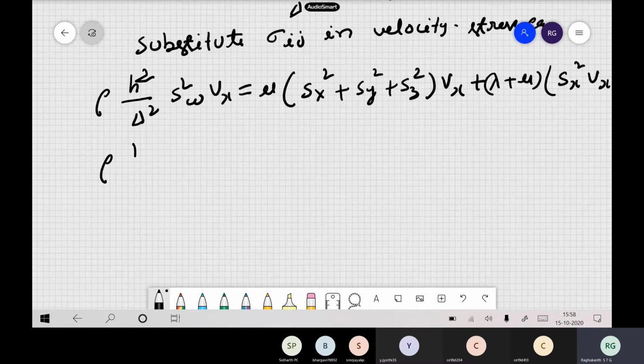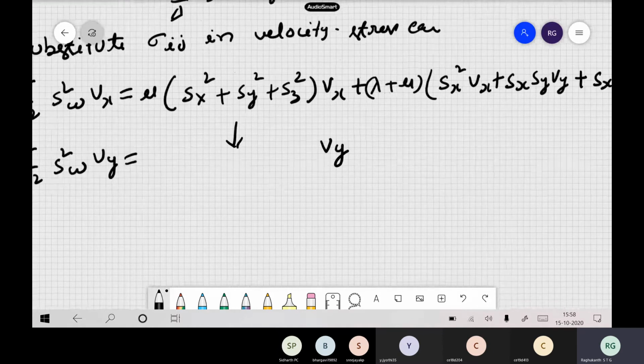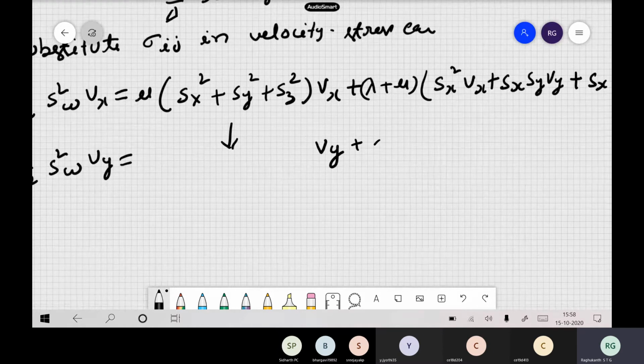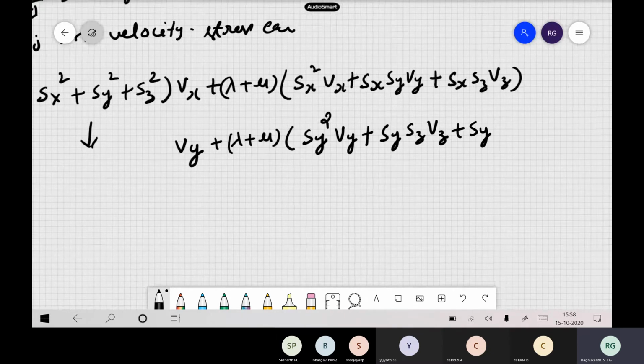Then you have another equation also, rho h square by del square s square omega, so vy, okay. So now this term is going to be the same, so everything remains the same, only the extra term is vy, okay. This remains the same, and here also we have lambda plus mu, so this term will be different, sy square into vy plus sy sz into vz plus sy sx into vx, okay.